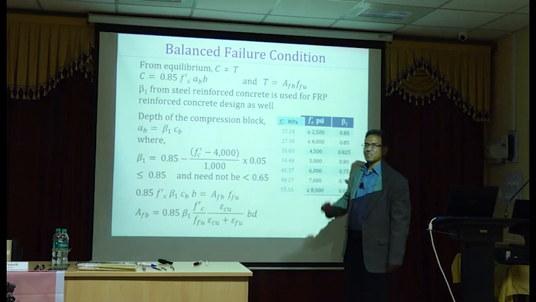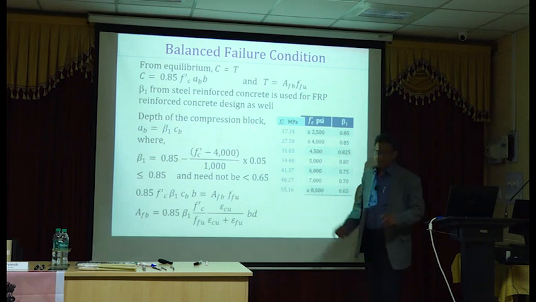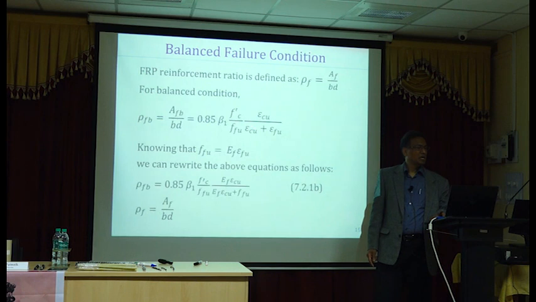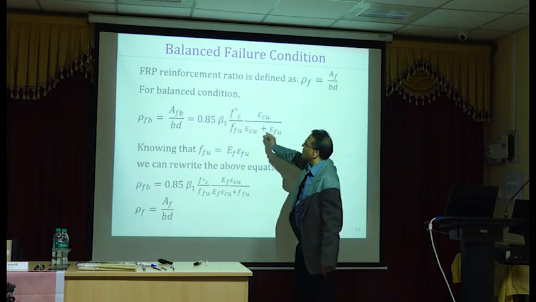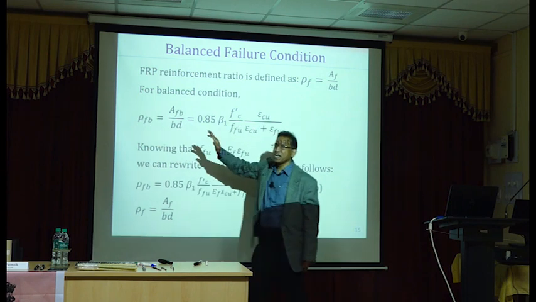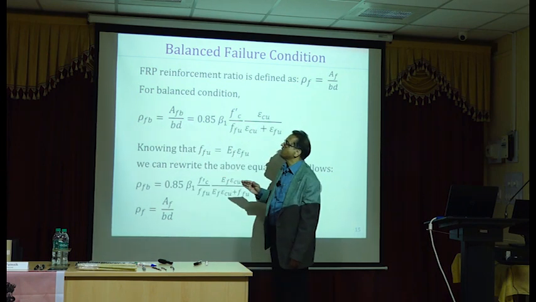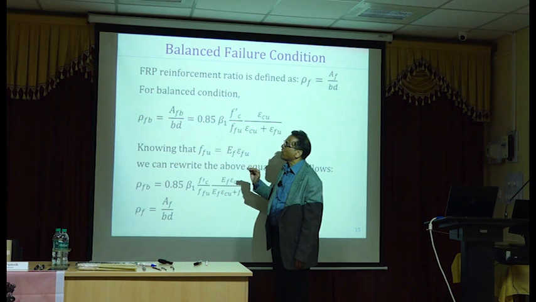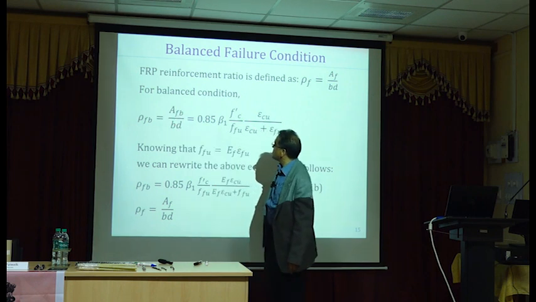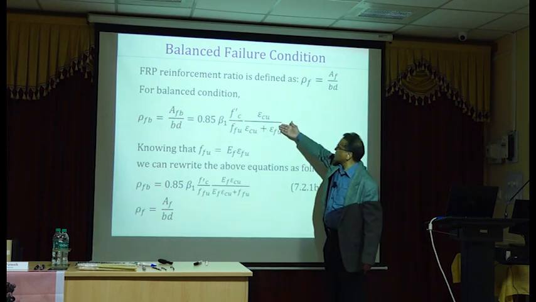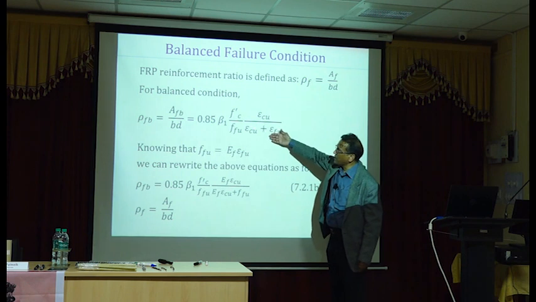Remember something, that's a good thing to remember, okay? So, in case of balanced condition, knowing what we know from there, we have rho FB, which is the steel ratio, that is the steel ratio for FRP. So, rho FB equals area of this FRP, AFB over BD, and that works out to be this, okay?